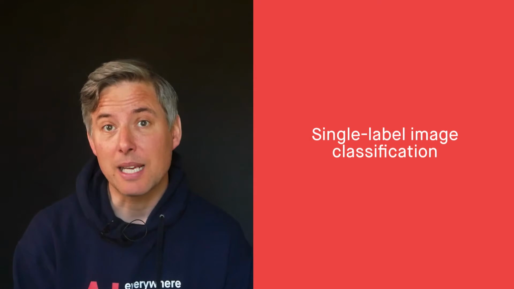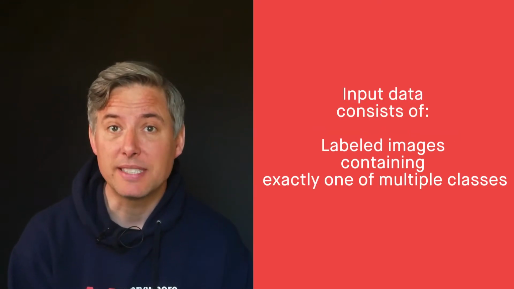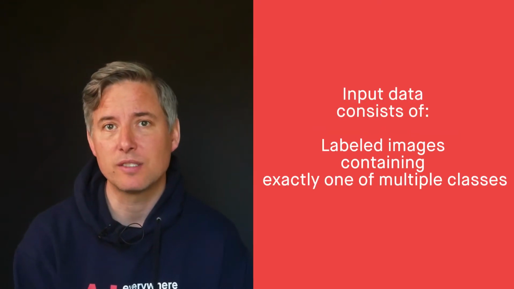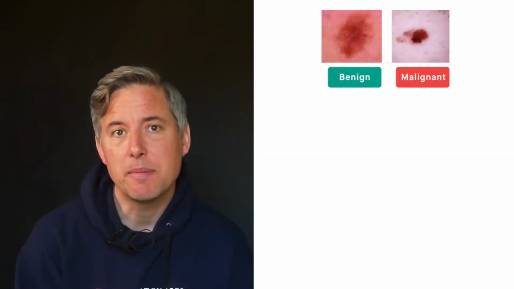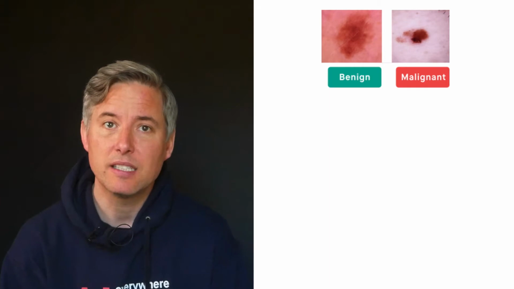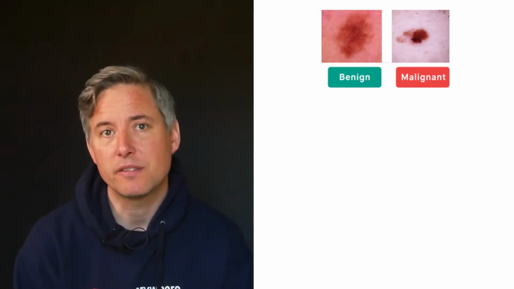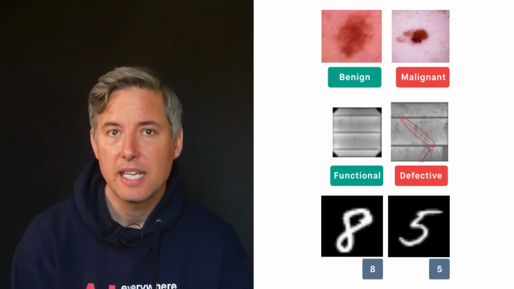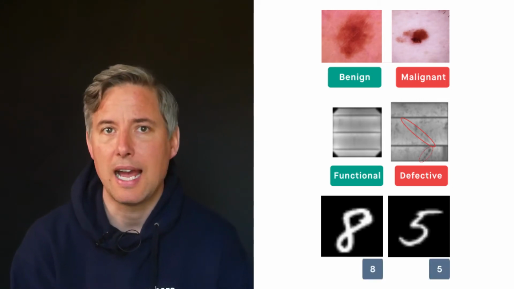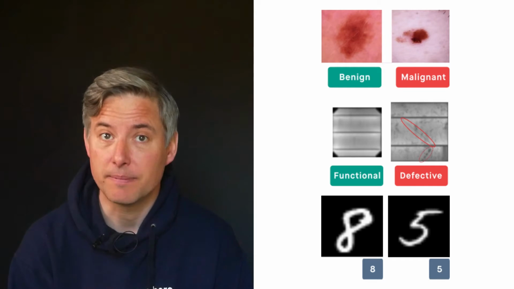You've got a single label classification problem if your input data consists of labeled images containing exactly one of multiple classes. For example, images of skin lesions that are either benign or malignant, images of solar panels that are either defective or functional, images that contain exactly one handwritten number from 0 to 9.